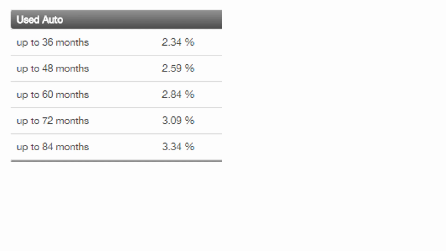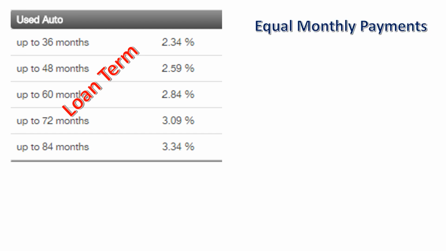The loan is for a specified term. That's why it's called a term loan. 3 years, 4 years, whatever it might be. You make equal monthly payments. Those payments are referred to as installments, and that's why they're called installment loans.